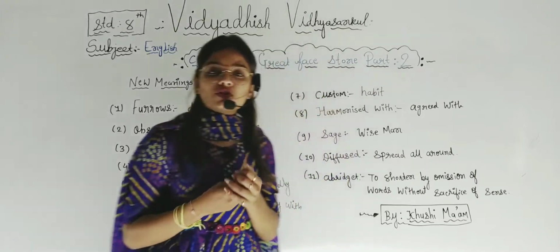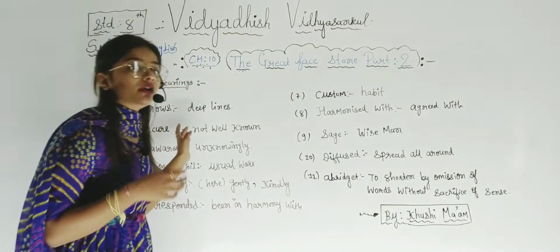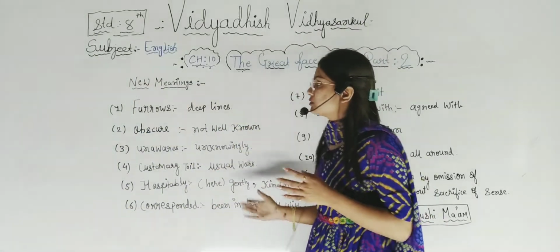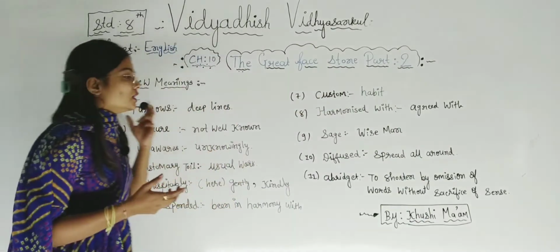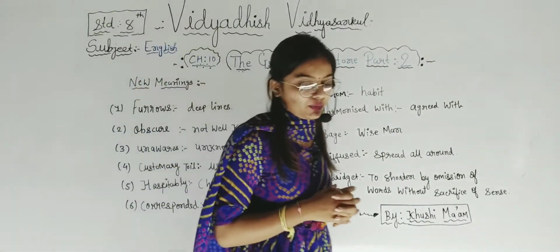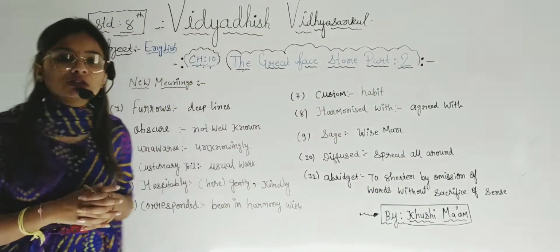So first of all students, we go through the meanings because it is already from our extract. First we solve this, we understand the meaning of that particular word, and then go to our explanation part. So students, let's start the meanings of the words.